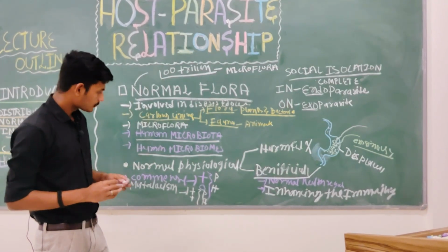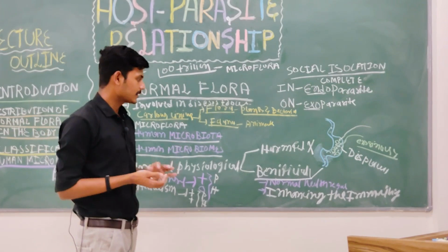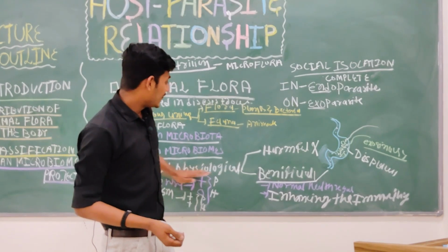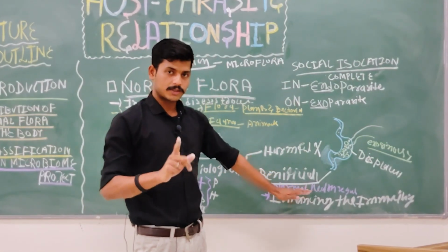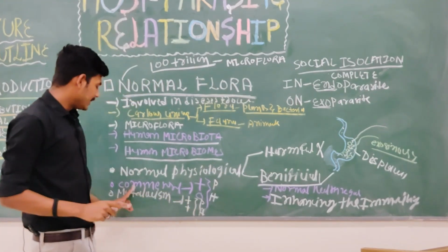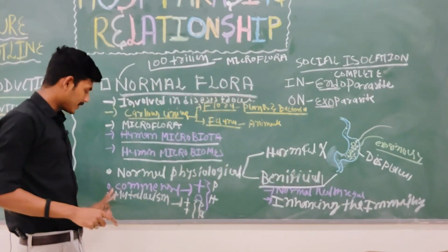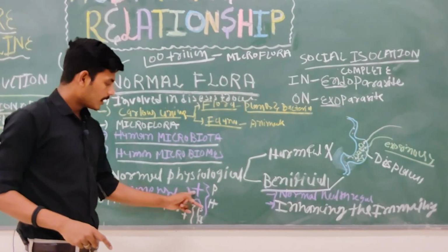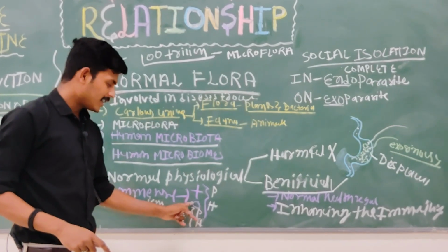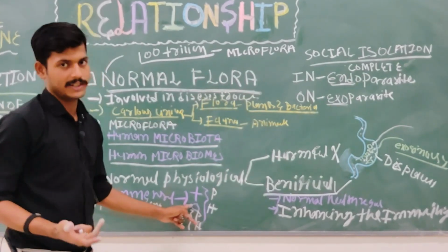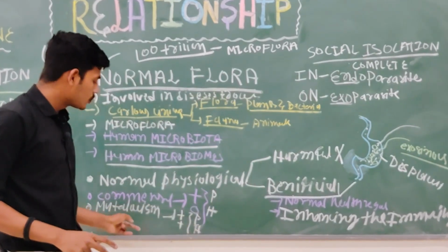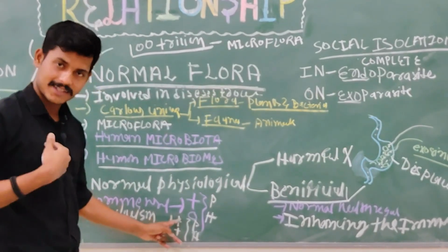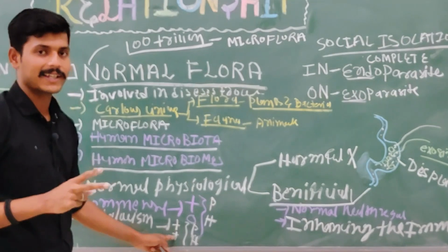Now under normal physiological conditions, they are not harmful for us, but beneficial for us. Then we saw they show two kinds of ecological interaction. The first is commensalism, meaning they get the benefit, but we do not get any benefit or any harm. Another is the mutualistic interaction, in which both the host, that is us, and the microflora get the benefit.